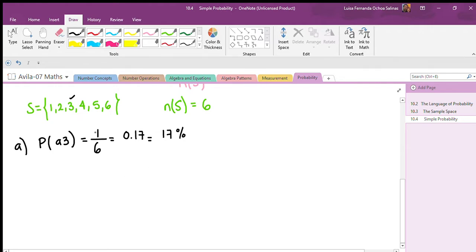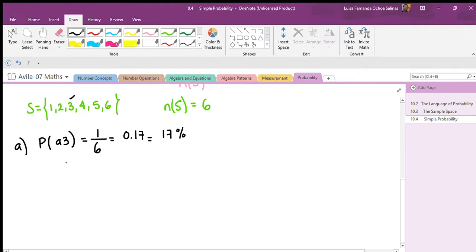I think in your questions for Jacaranda, they're only asking you to give your probability as a fraction, but it's good that you practice this. I recommend that you take out your notebook and try to do this as well, because in your test you will be asked to give your answers in fractions and as a percentage.